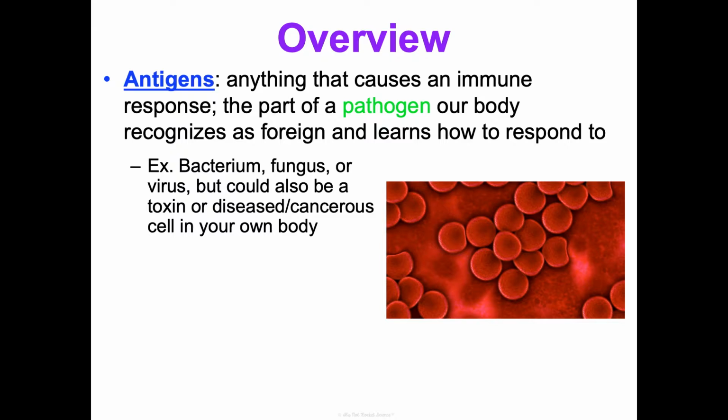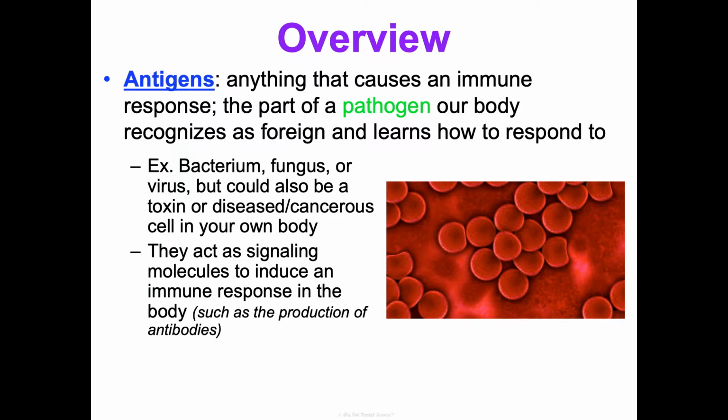Yes, there are antigens in the pathogens of bacteria and fungi and viruses, but an antigen could also be a toxin, or it could be a diseased or cancerous cell in your own body that has antigens on it that your body would mark as foreign. So one is not always the other and vice versa.